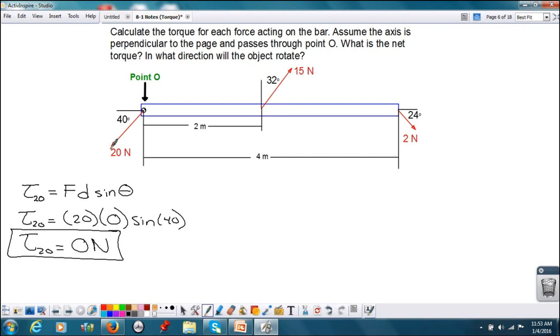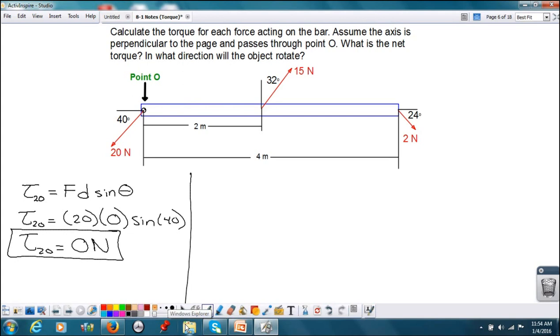Think about that. If this is a door and this is the hinge, if you go to the door and you push right at the hinge, you're not going to have the object rotate. It's just not going to go anywhere. You have to go a little further away. All right, so let's look at the next one.